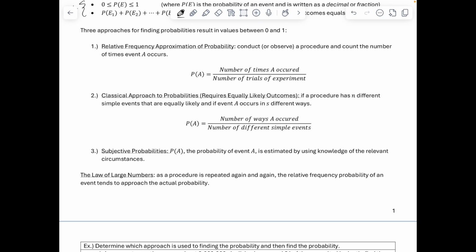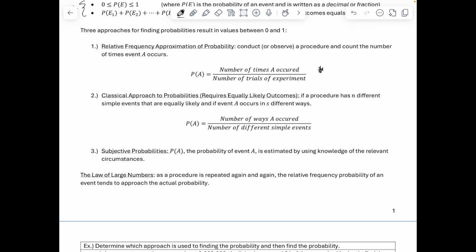Number 1, relative frequency approximation of a probability. Conduct or observe a procedure and count the number of times event A occurs. And so there's a little formula that's given. So the probability of A is the number of times A occurs divided by the number of trials of the experiment. Number 2 is the classical approach to probabilities.